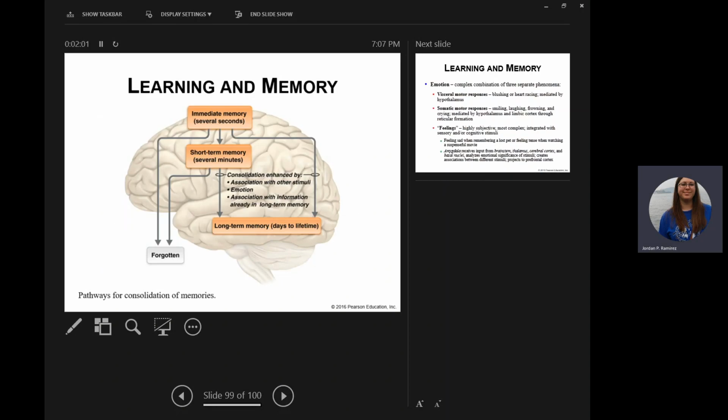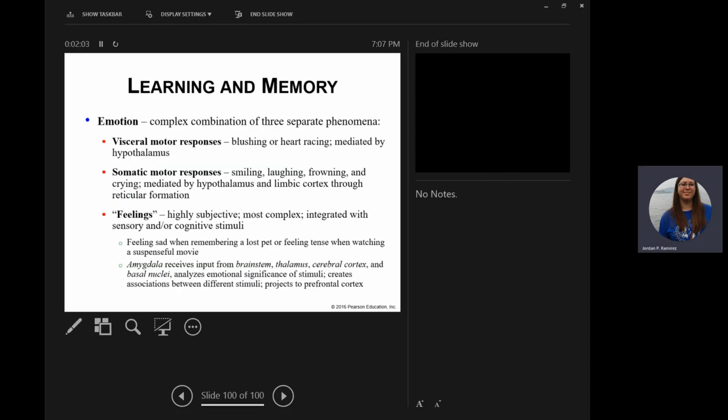Let's continue on. I think that's really it. The last one I wanted to touch was emotion. We touched a little bit on emotion and the limbic system, but let's talk about this real quick. Emotion is a complex combination of three separate phenomena: visceral motor responses, somatic motor responses, and feelings.